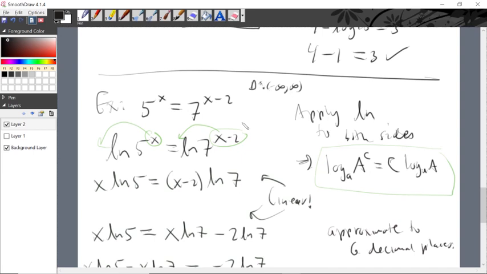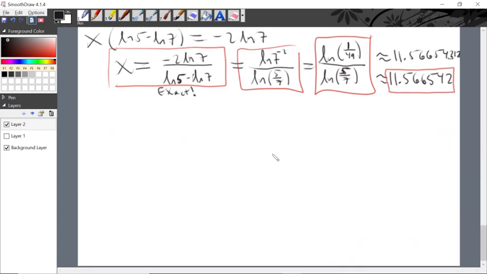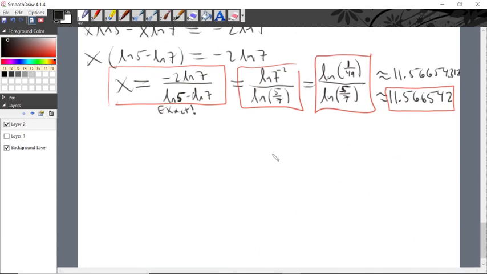But the range, however, the range would be 0 to infinity. But the domain is all real numbers, so all values of x are possible. But we want to make sure that the outputs are going to match as well. So let's just check the answer for good measure here.